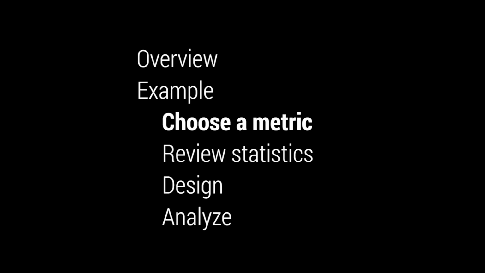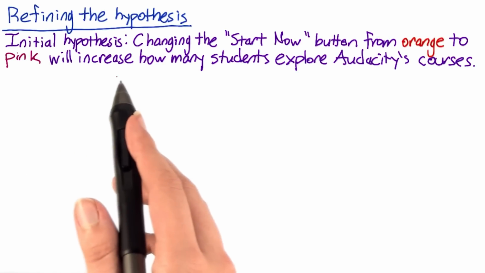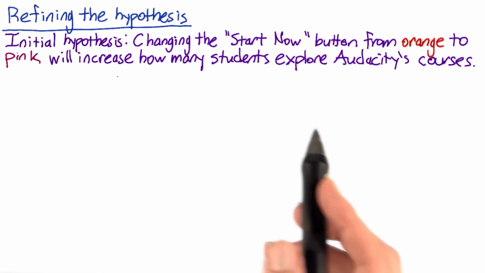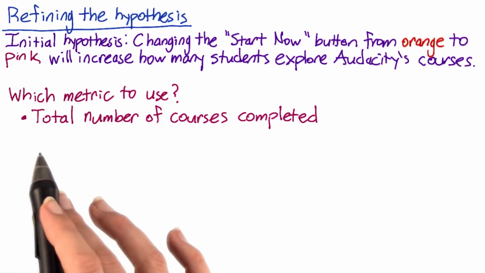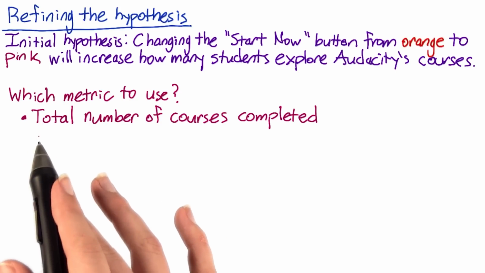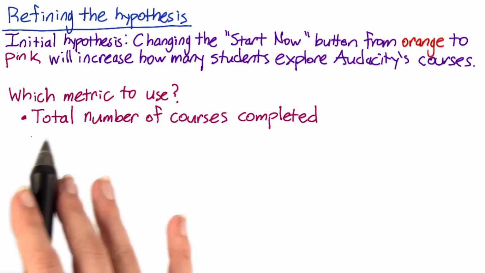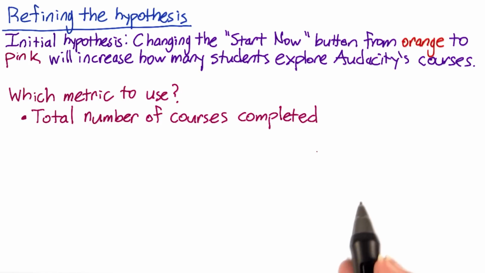Now that we know the general change we want to make, we need to choose a metric to measure that change. For the current version of our hypothesis, we didn't really talk about how to measure whether changing the color scheme was an improvement. What Audacity ultimately cares about is how many people actually complete courses, so one possible metric is total number of courses completed.